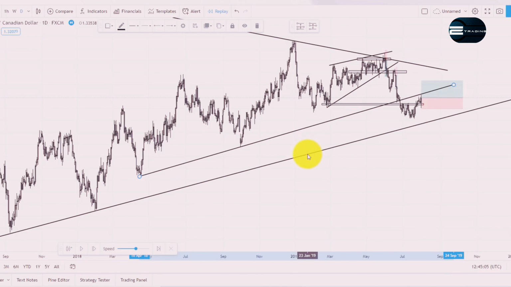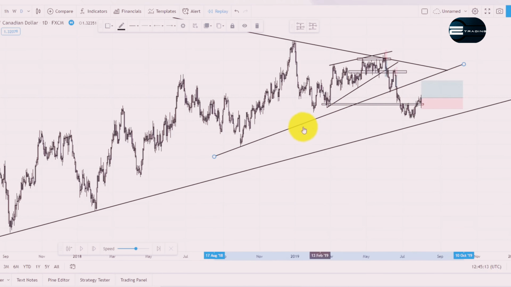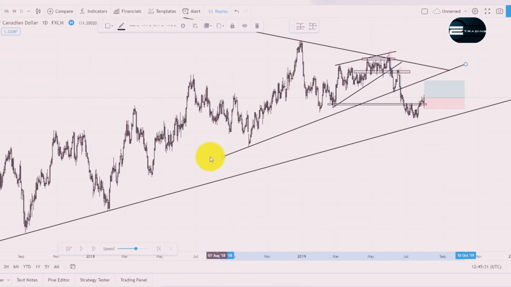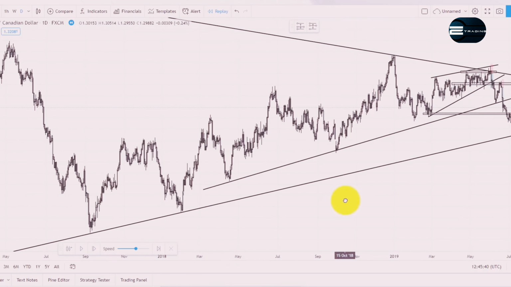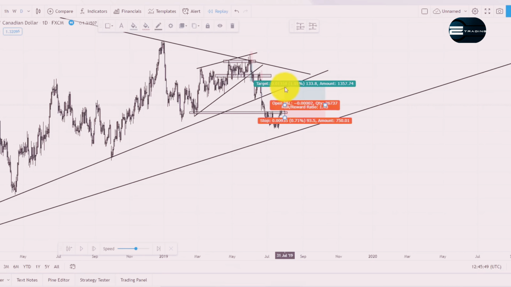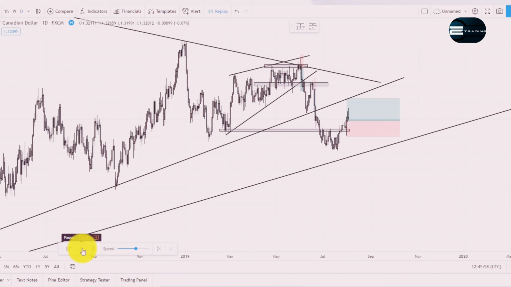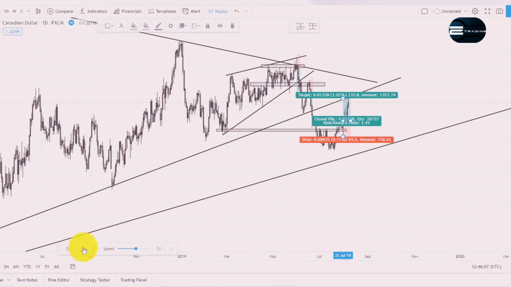Now it's confirmed that after rejection, we buy a trade. And near the new trend line area is our stop loss level. You see, we won this trade too.